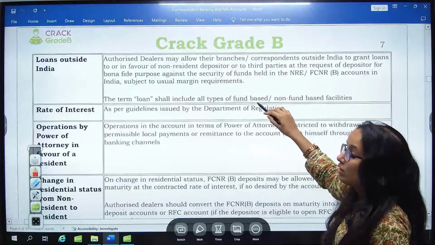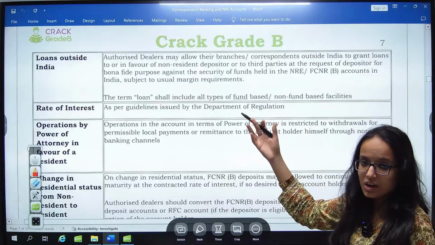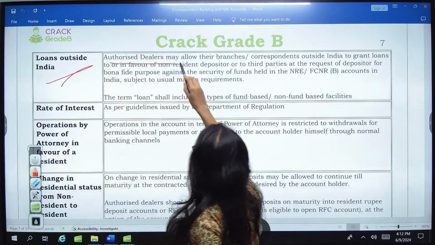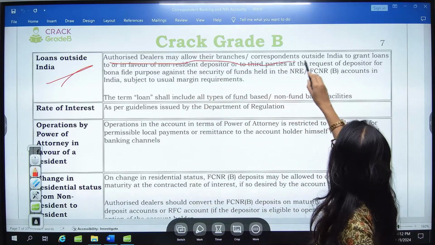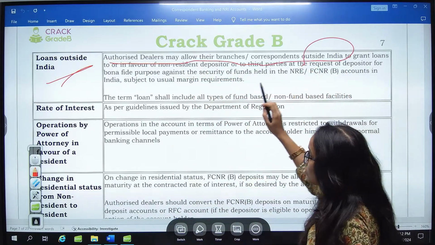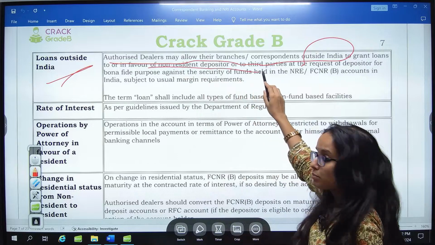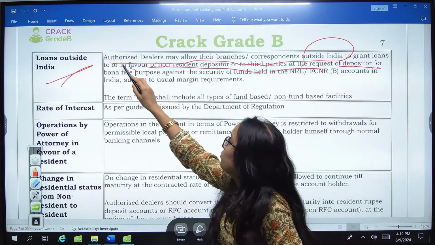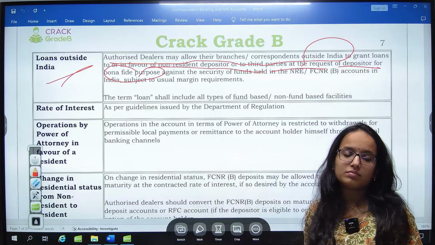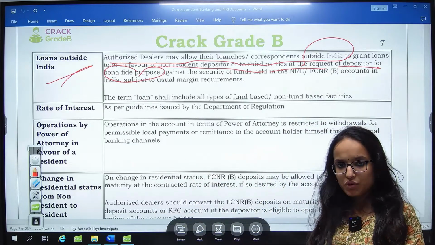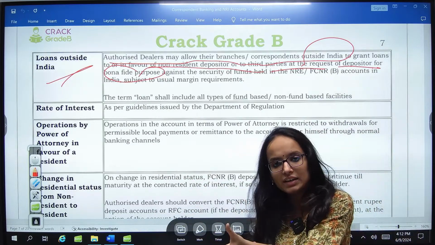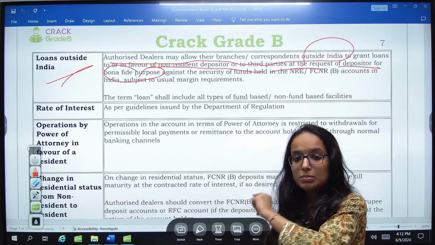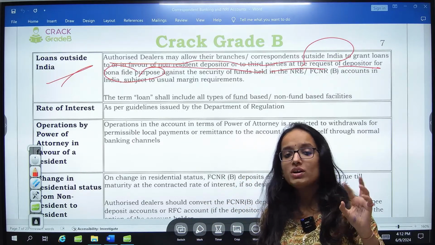Now, loan outside India. So inside India is allowed. Let's see what is the status for loan outside India. Authorized dealers may allow their branches outside India to grant loans in favor of non-resident depositor or third party at the request of the depositor for bona fide purposes. Authorized dealers from India having their branches outside India can request them to grant loan to these account holders, but only for bona fide purposes.